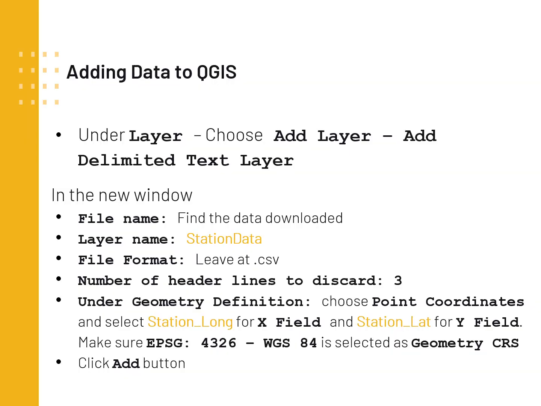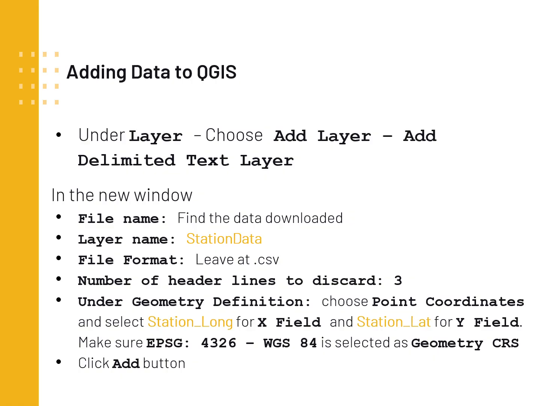Now we're ready to add data to our QGIS project. Under Layer, you're going to choose Add Layer and Add Delimited Text Layer. It's going to open a new window. For your file name, you're going to find that data that you downloaded earlier. Under the layer name, this is going to be what it's called when it's brought into QGIS. I'd like you to call it Station Data. Notice there's no spaces here. It's usually easiest to avoid spaces.